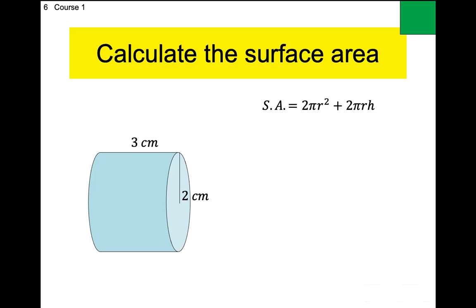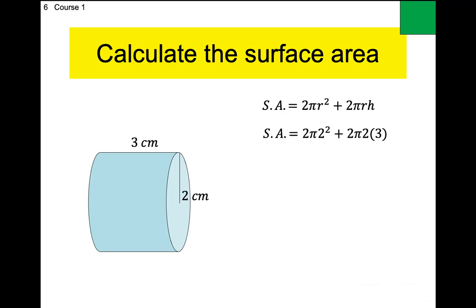Why is the height 3? Why isn't the height going up and down? Because the cylinder is turned on its side. The definition of height is not how tall it is. It's the distance between the two bases. Okay? And that in this case is 3.